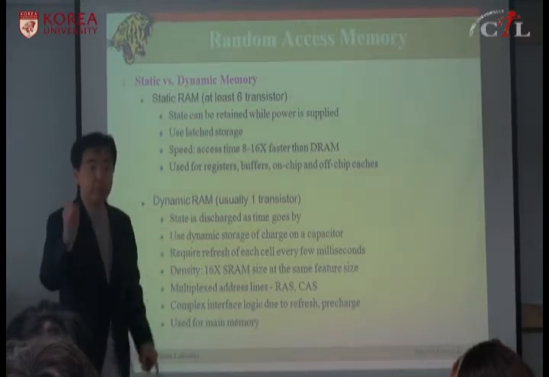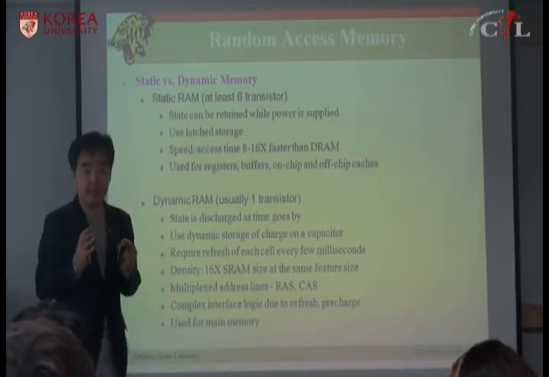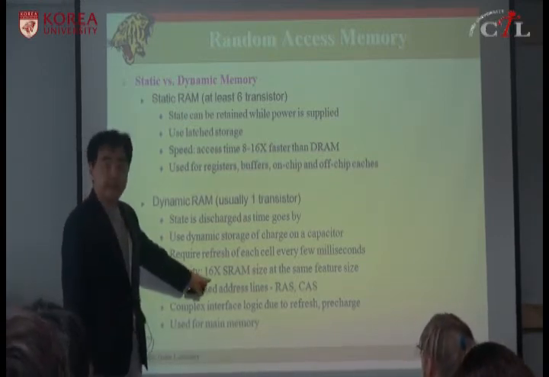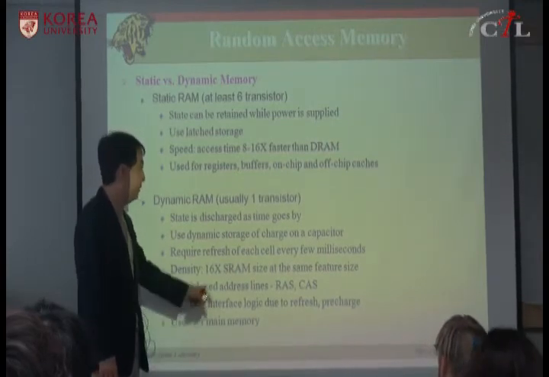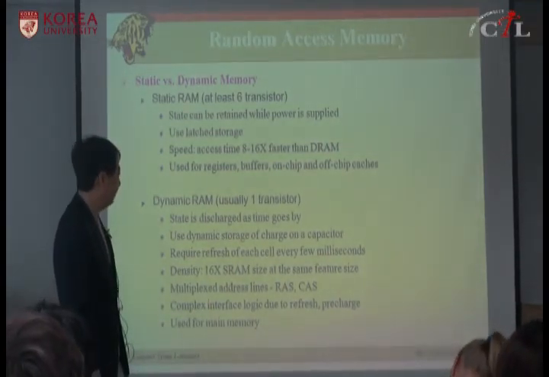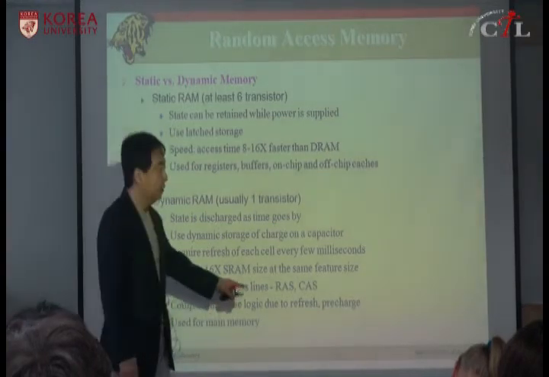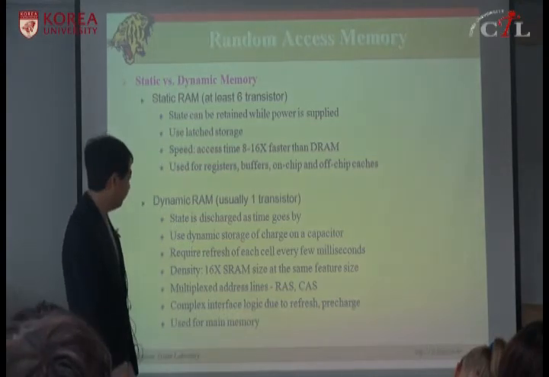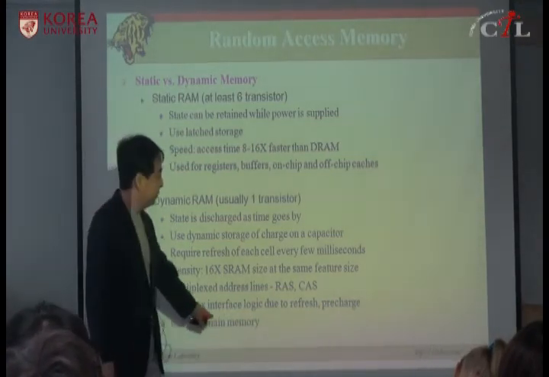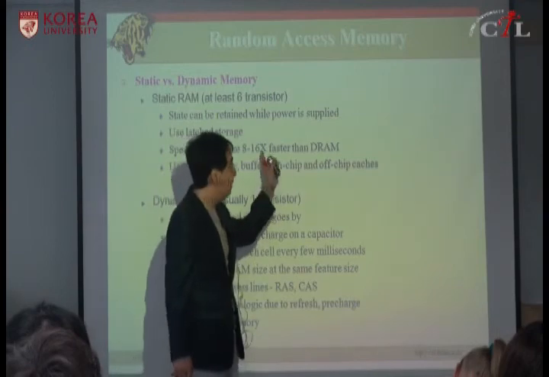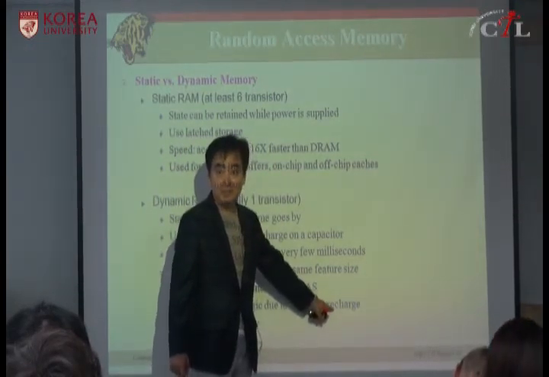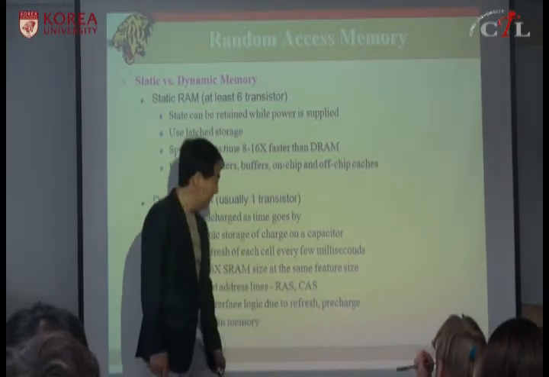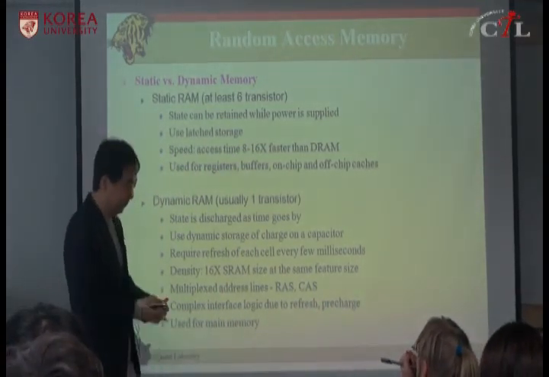Because you need only one transistor, the density is much more compact. You can have much bigger capacity, usually 16 times the SRAM capacity using the same technology. In DRAM you use two different addresses, row address and column address, which we will study later. You need some interface logic because you need refresh, and in all dynamic logic we need pre-charge. We will study that in the VLSI class. And this is used for main memory.